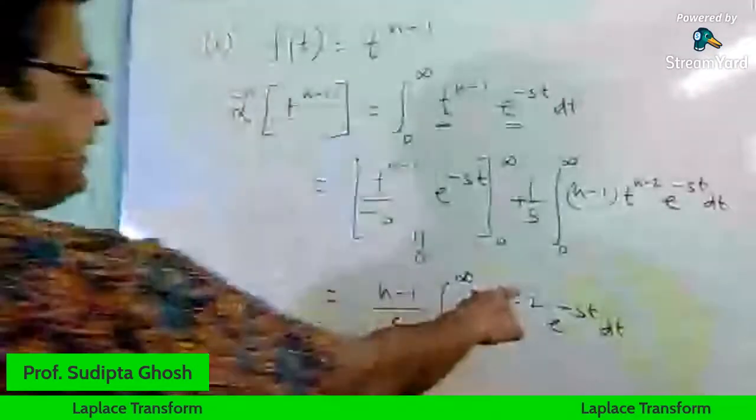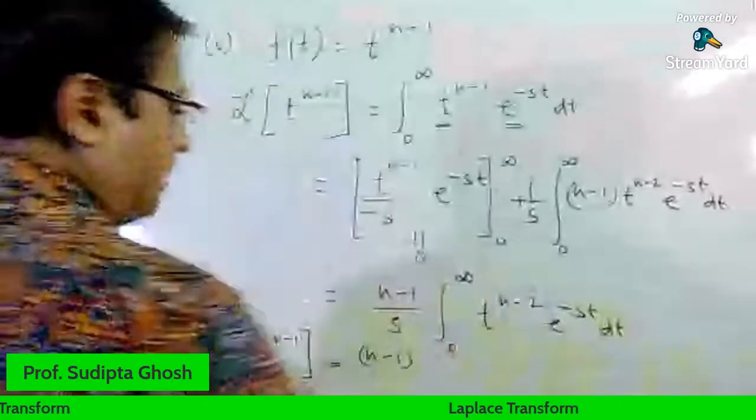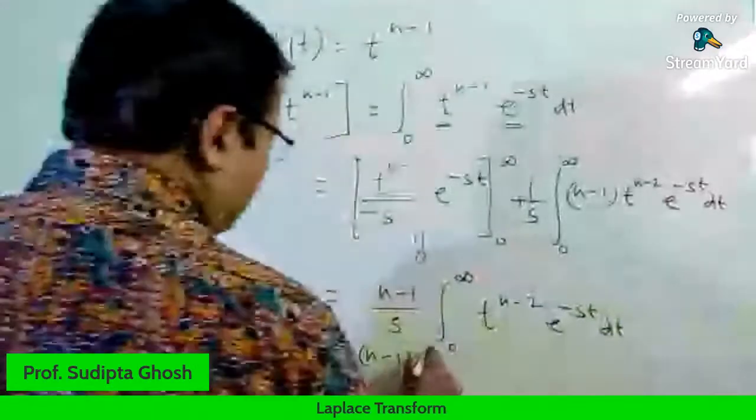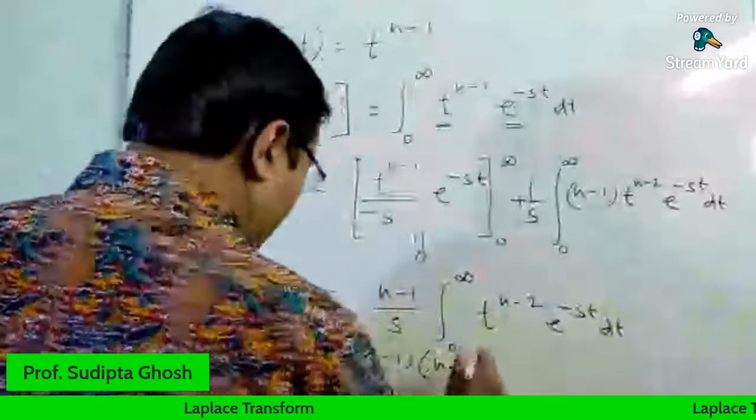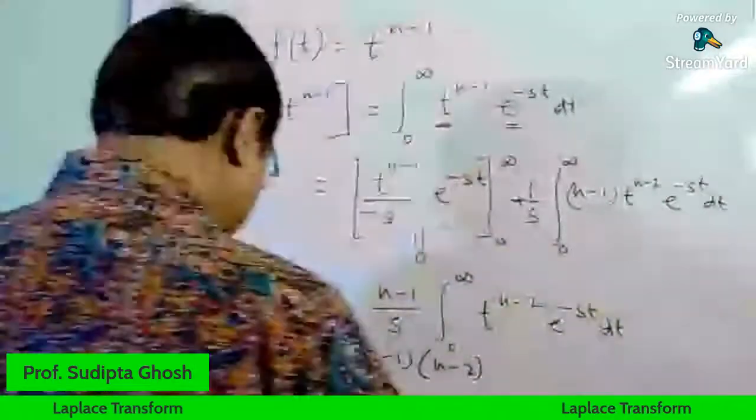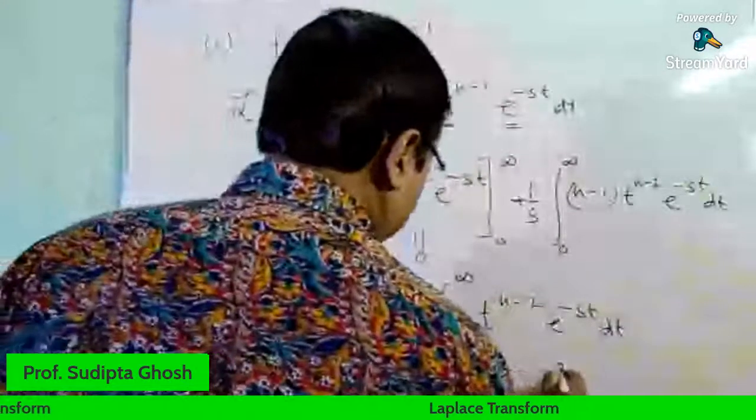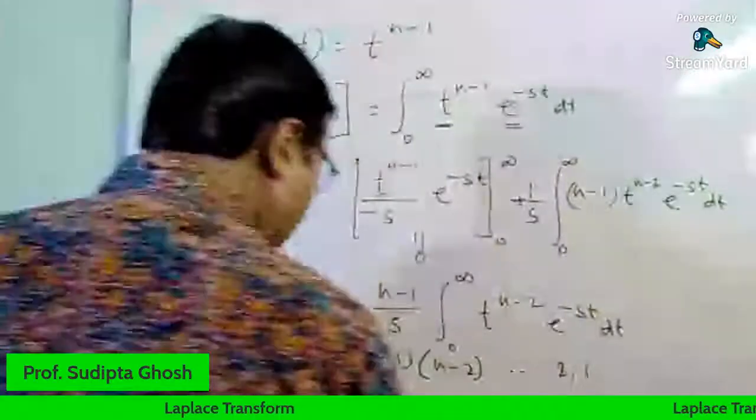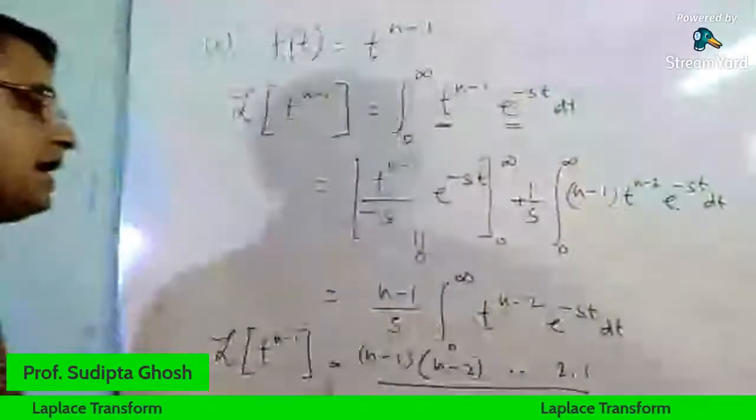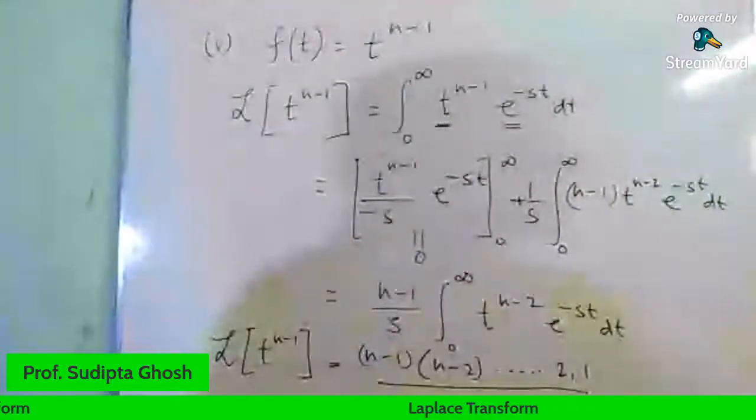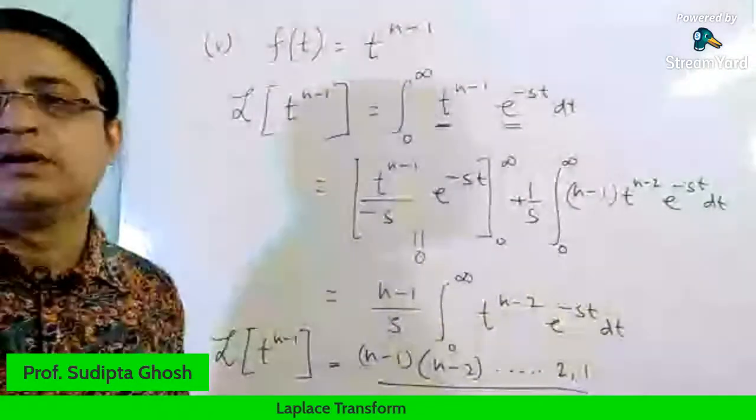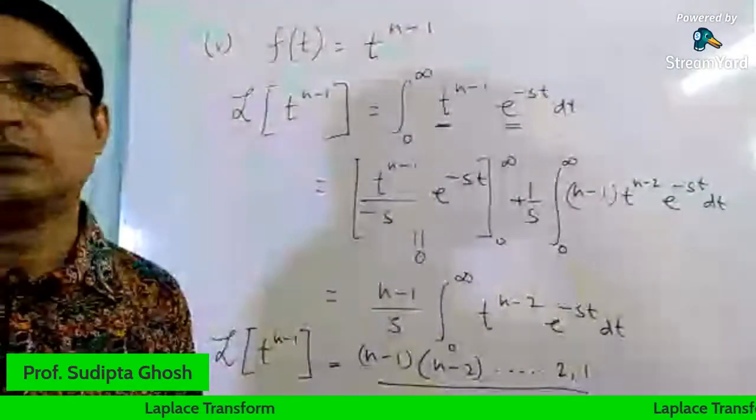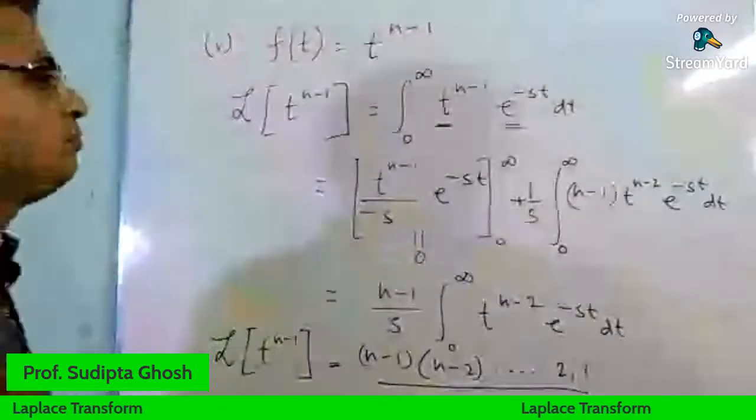Then after integrating this part, we must get n minus 2, then n minus 3, and after that 2, 1, and so on, divided by every time a s here. 1 by s comes out.